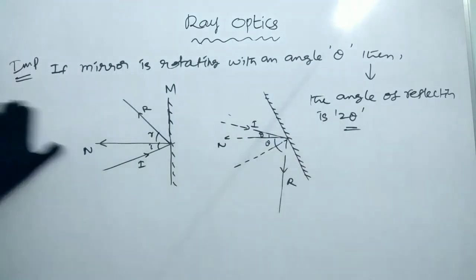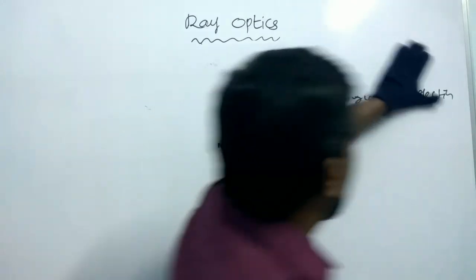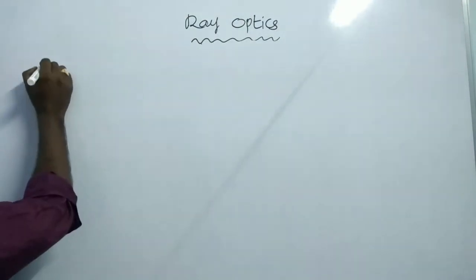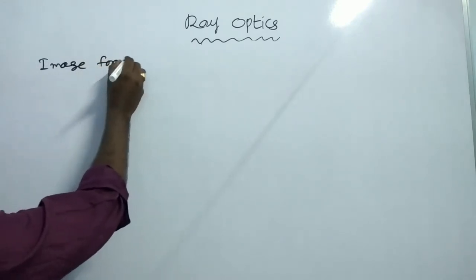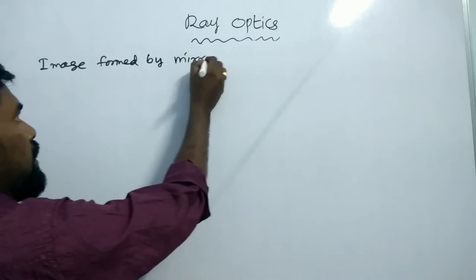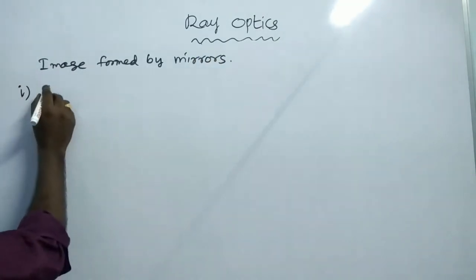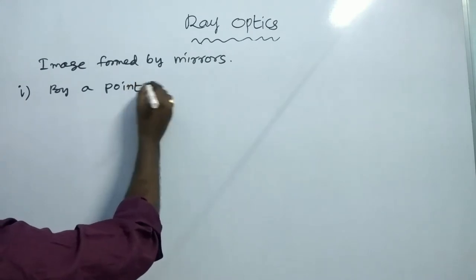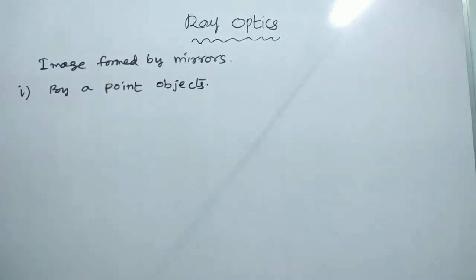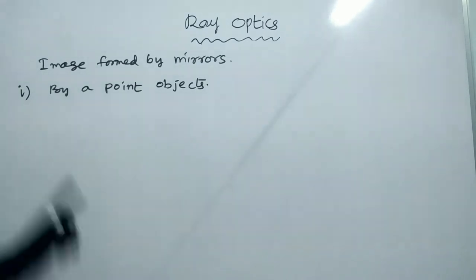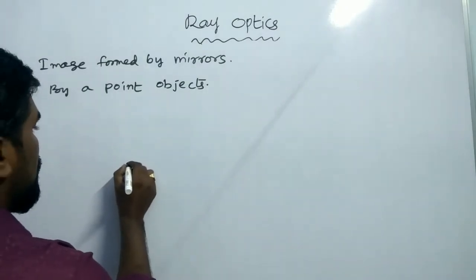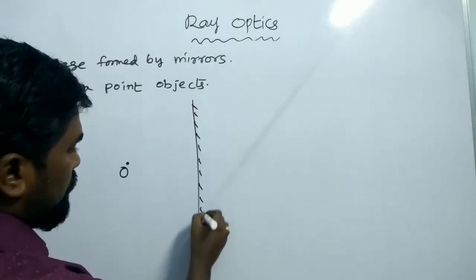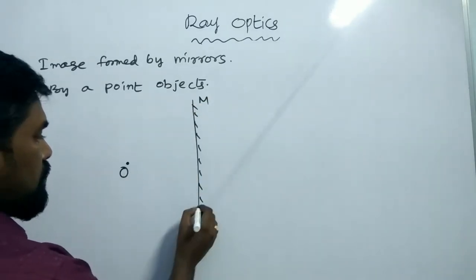Okay, remember this. Right, now let us see the formation of images by mirrors. Very, very important. Image formed by mirrors, first one, by point objects. So due to a point object, what is the image formed by the mirror? This is the point object, and this is the mirror here.